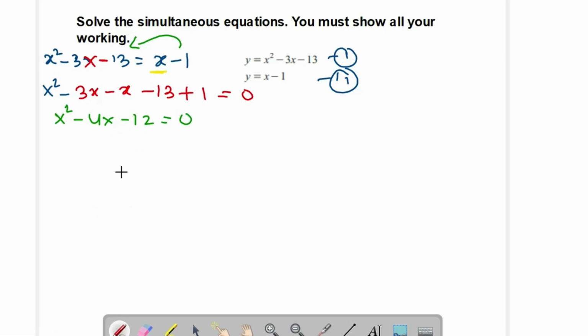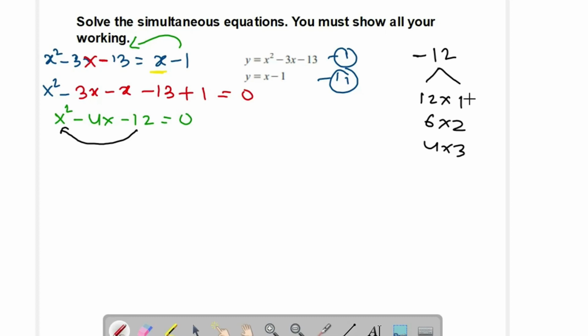Now this is a quadratic equation and we have to solve it to get the final answer. For any quadratic equation, we first see whether we can use middle term factorization. Multiplying the first and last term gives minus 12. What are the factors of 12? 12 into 1, 6 into 2, 4 into 3. The middle term is negative, so one of the values will be negative, which means subtraction is going to happen.